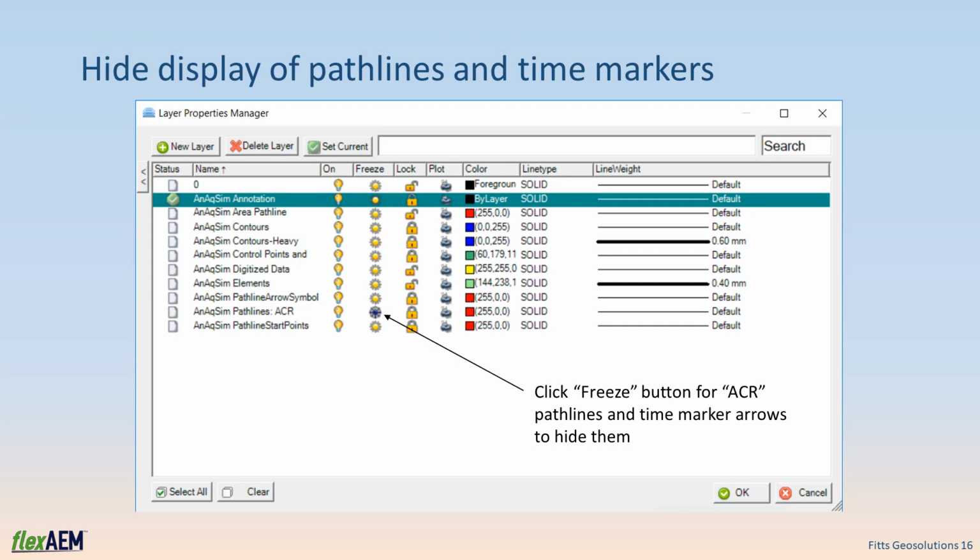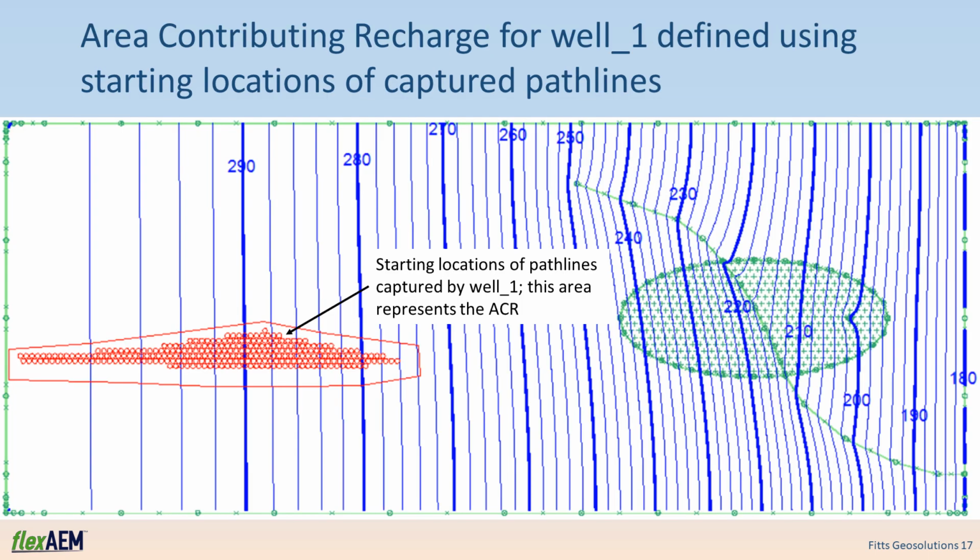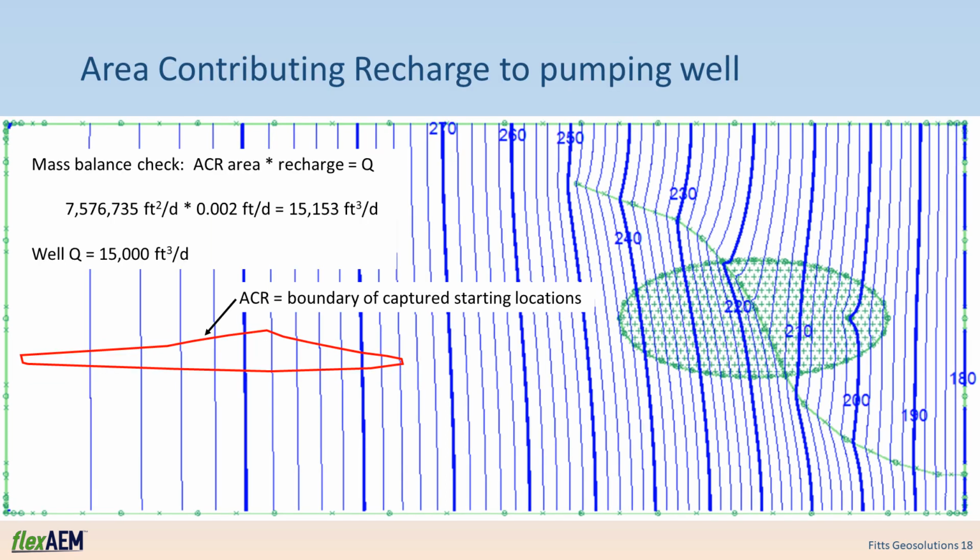To get the plot we want, we open the View Manager, locate the pathlines we used in this ACR analysis. They are labeled Anaxim Pathlines ACR, and we click on the Freeze button. This turns off not only the pathlines but also the time markers, the arrow symbol, associated with each pathline. That leaves only the start point symbols displayed. This is the plot we wanted. The group of starting pathlines at the water table that flow to the well delineates the footprint of the area contributing recharge to the well. If we draw the bounding polygon for those points, we define the ACR boundary.